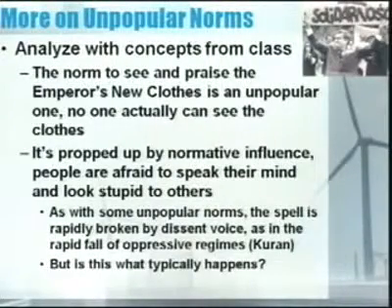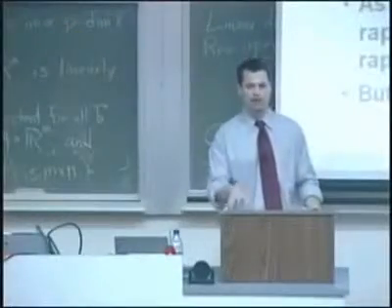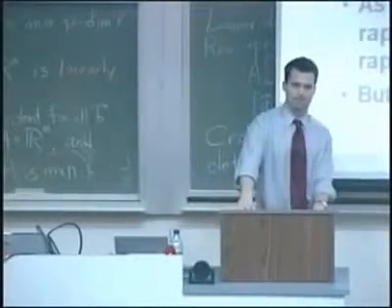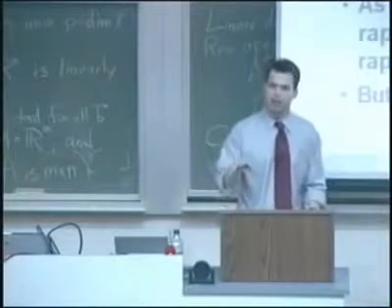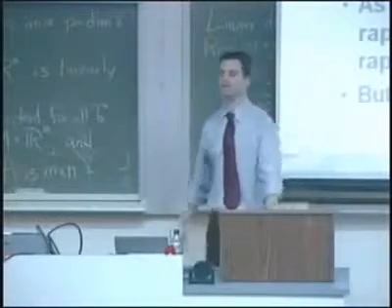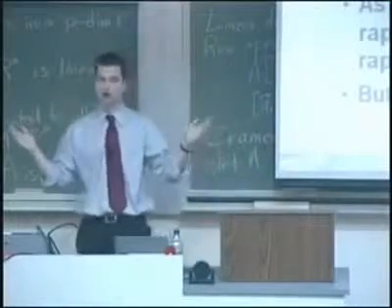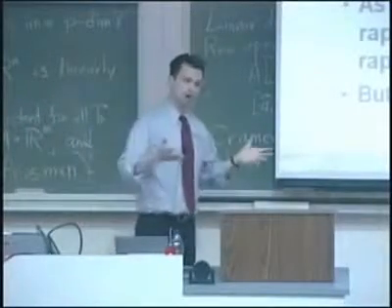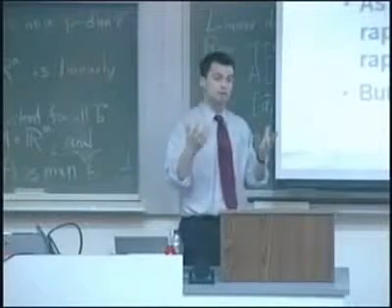And then as with some unpopular norms, the spell is rapidly broken by a single dissenting voice, as in the fall of oppressive regimes. So what example is this most like, where the kid gets up and says, "I don't see the clothes, this is hilarious, this emperor is a fool," and everybody laughs, and it goes away really quickly, because underneath, they all doubted the norm the whole time? What example is this most like? The fall of communism, exactly. Where a few people go out into the central square in Berlin and say, "This is bogus," and you all think this, and then it breaks the spell, and everybody falls in line with the revolution.